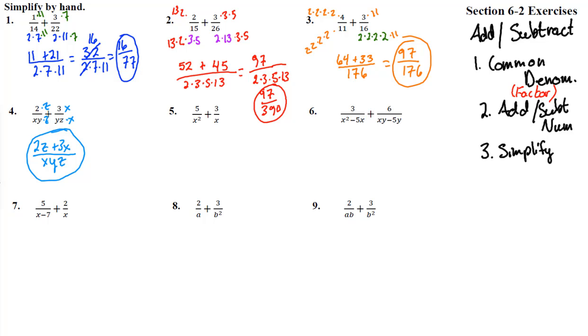All right, next one. Number 5. 5 over x squared, which is x times x. Let's remember that. That's x times x there. And then this one is just an x. To get a common denominator, we just need to multiply this one by another x there. So we get 5 plus 3x over x times x, which is now the common denominator, x squared. Good.